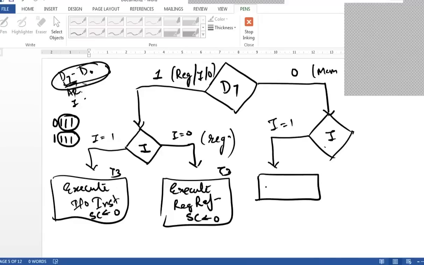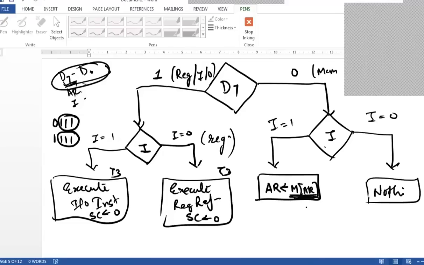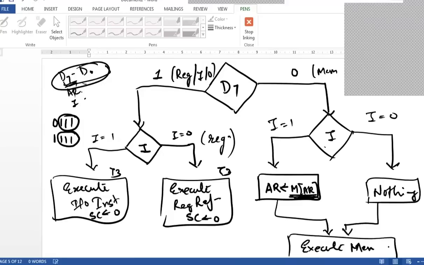If it is indirect address, then AR के अंदर MAR. Yes, whatever is right now in MAR, that would be the actual effective address of my operand, and we need to store it in AR. Okay? And if I is 0, तो मुझे कुछ नहीं करना है. Why? Because my operand is the same. My operand is there in the instruction itself. And after this, we will execute our memory reference instruction. Understood the entire flow chart?